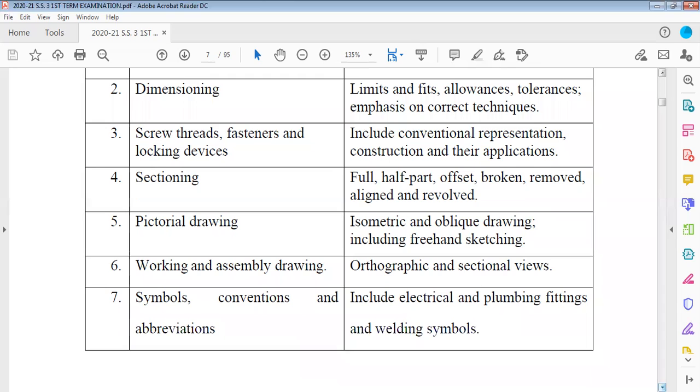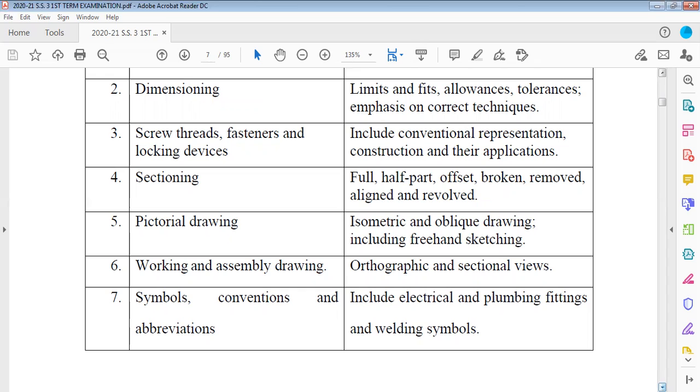Then pictorial drawing. So isometric and oblique drawing, including freehand sketching, and working as an assembly drawing. So orthographic and sectional view, symbols, conventions, and abbreviations, including electrical and plumbing fittings and welding symbols. Those things, you must be able to identify them, and also you must be able to sketch them. So all these are the things that you need to work on before you get to SS3.